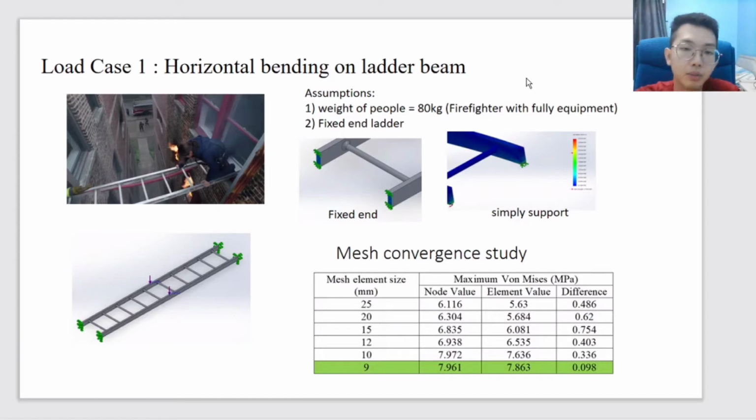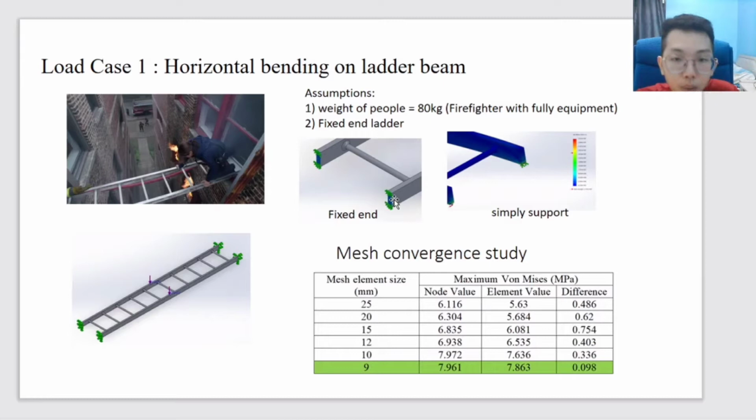Hi, my name is Kui Chuang Yi and I'm going to present load case 1, which is the horizontal bending on the ladder beam. In this case, we assume that a firefighter of 80 kilograms, maybe carrying oxygen tanks and other equipment, wants to cross this ladder, which is put horizontally between two buildings during a fire disaster.